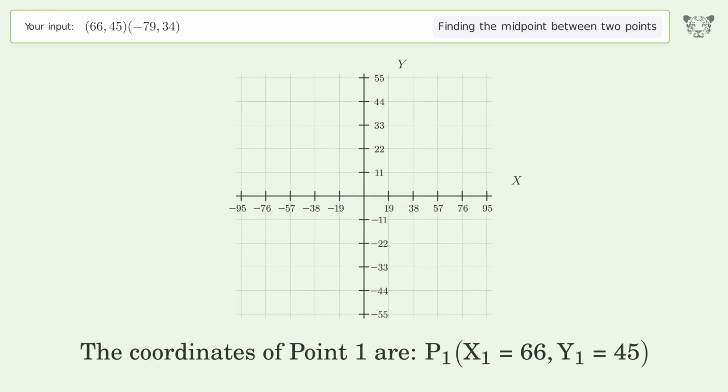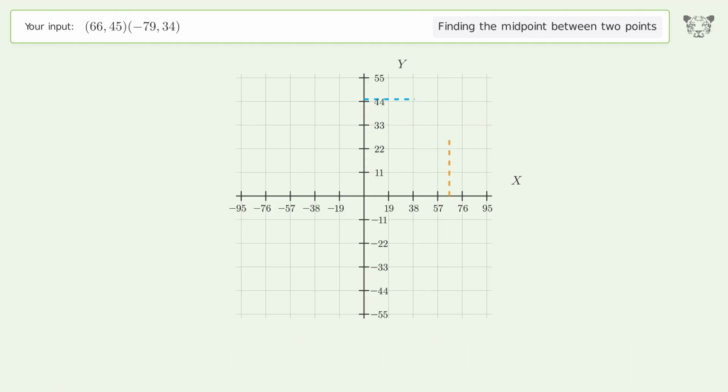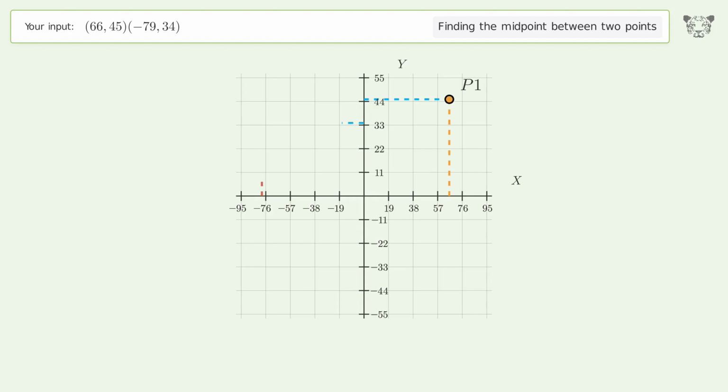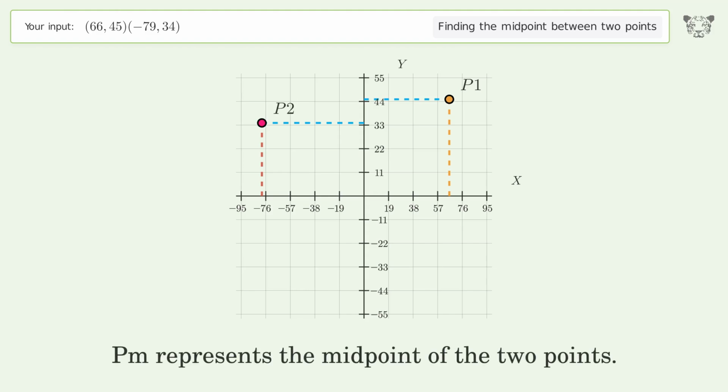The coordinates of point 1 are, x1 equals 66, y1 equals 45. The coordinates of point 2 are, x2 equals -79, y2 equals 34. PM represents the midpoint of the 2 points.